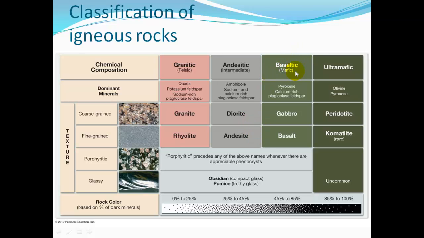Our basaltic or mafic rocks are pyroxene and calcium-rich plagioclase feldspar. So they form our gabbro, which is our coarse grain, and our basalt, which is our fine grain. Then on the extreme, we have our ultramafic, full of olivine and pyroxene, very few felsic minerals. And our peridotite and komatiite are going to be our examples there.